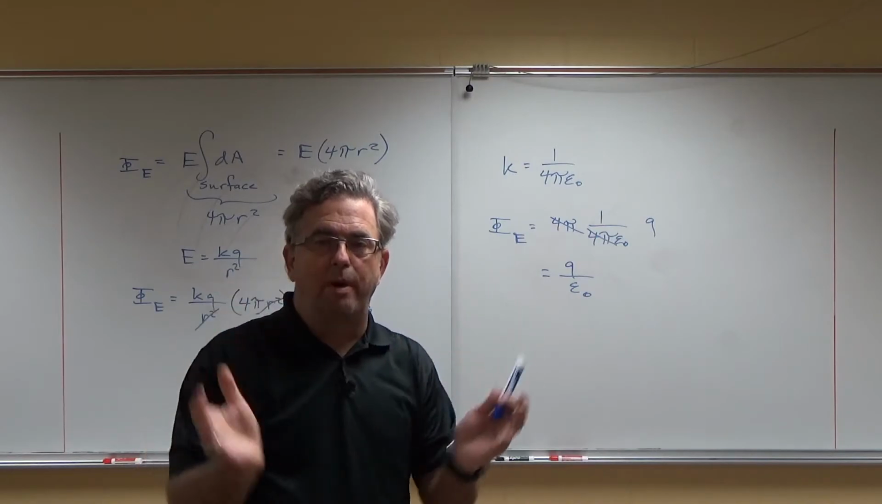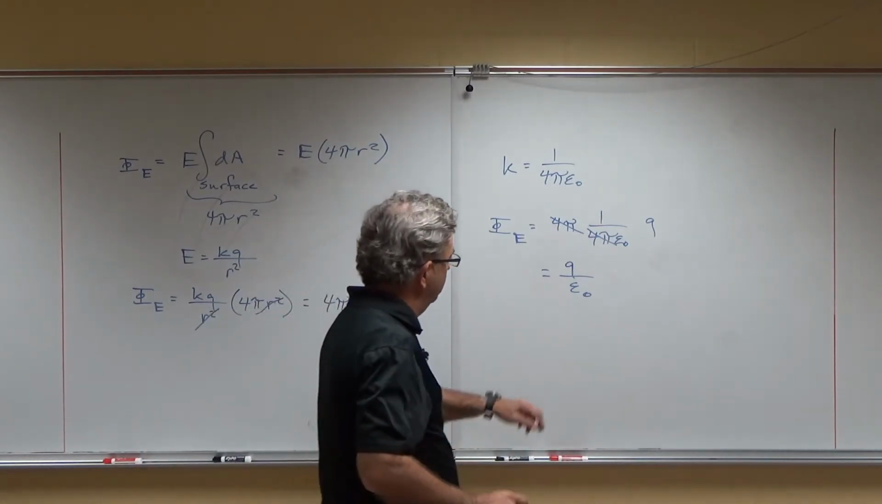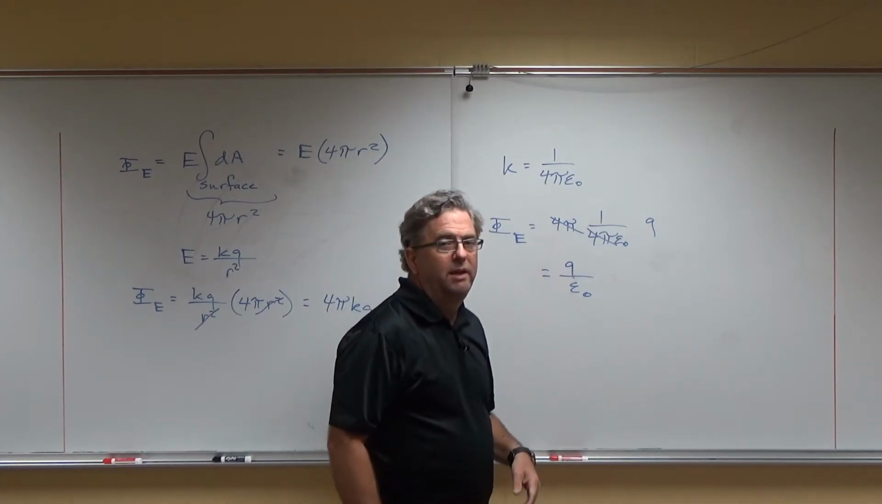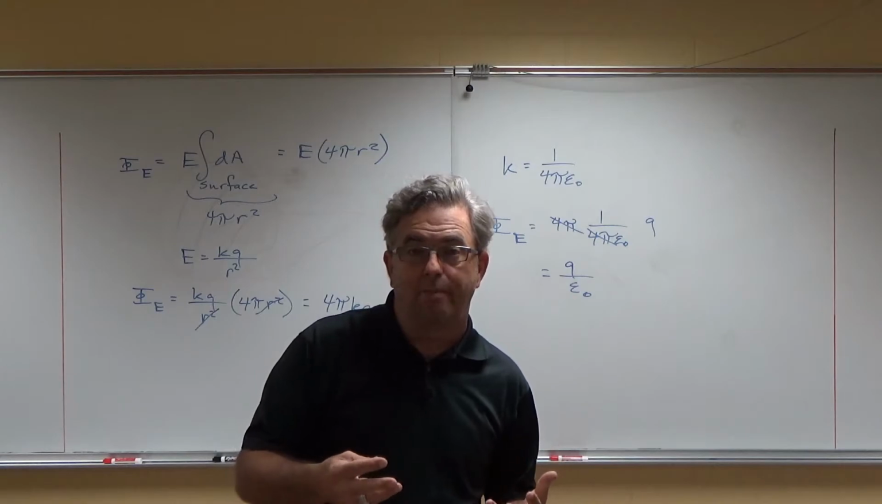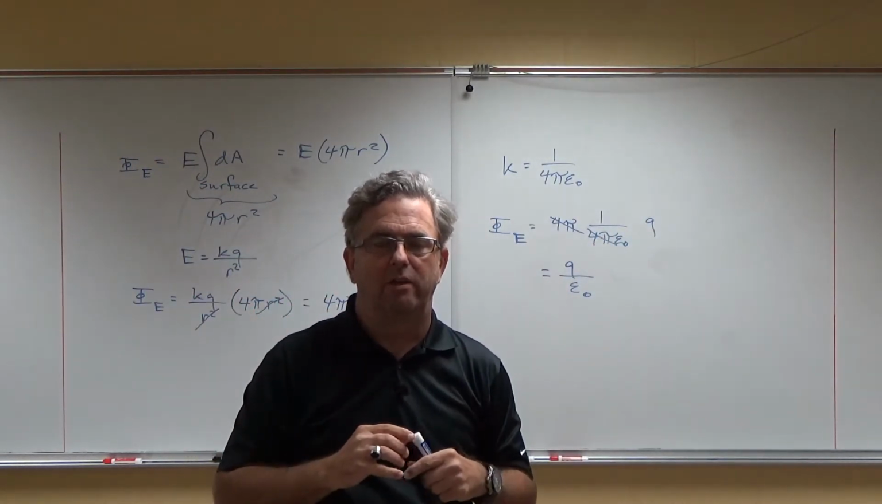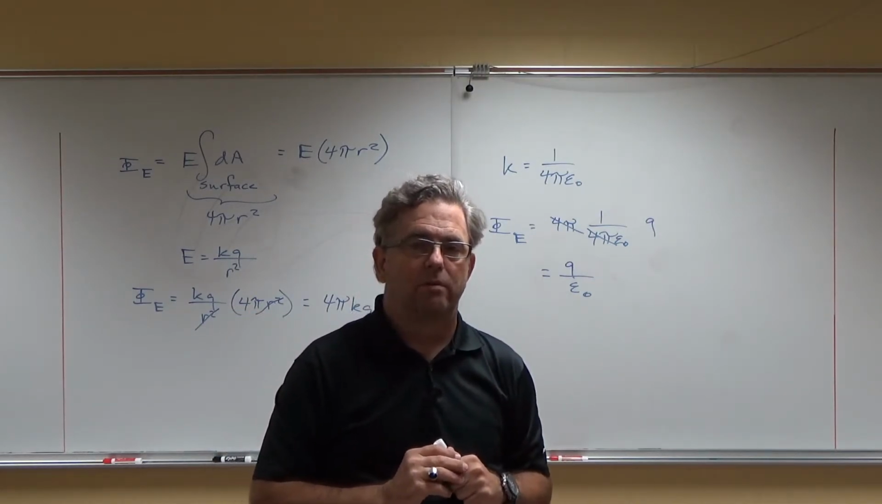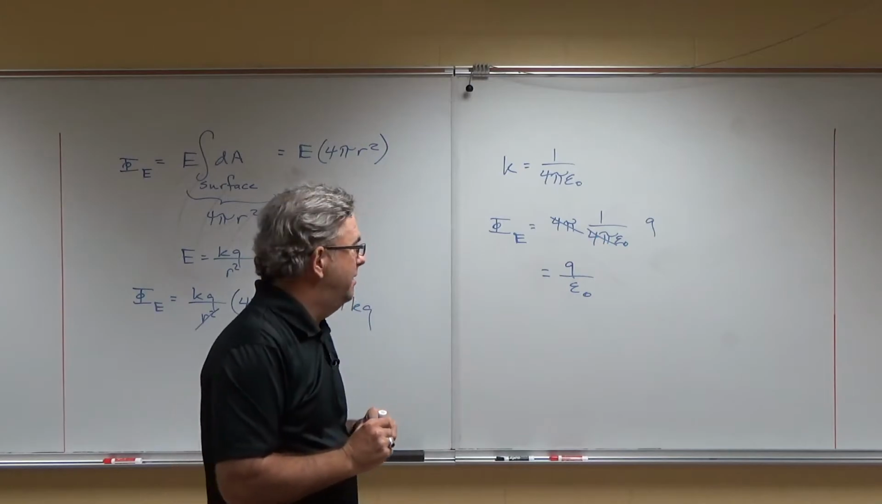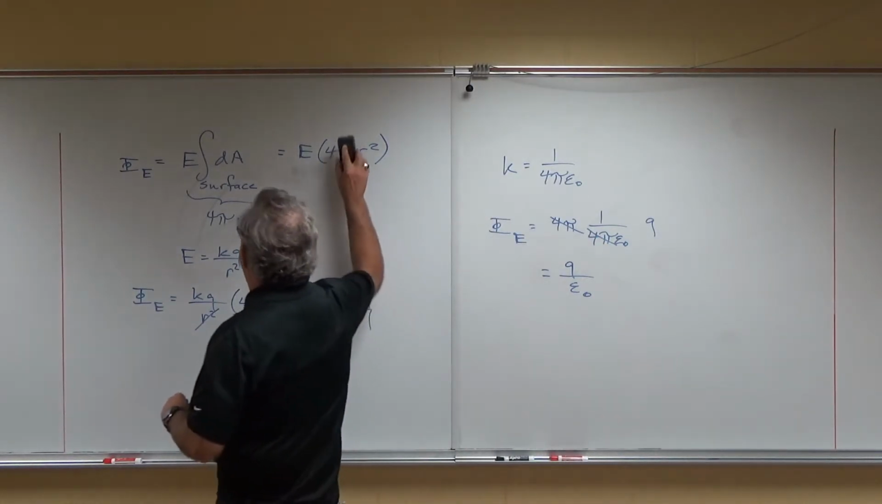Meaning if I sum up all the flux, it's a constant, Q over epsilon naught. It's independent of how I sum it up. It's independent of the size of that sphere that I used. It's also independent of the shape of that sphere. I'll talk about that in a second. This is Gauss's law.